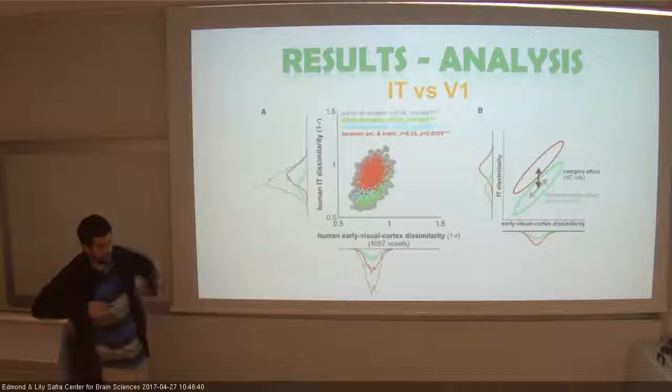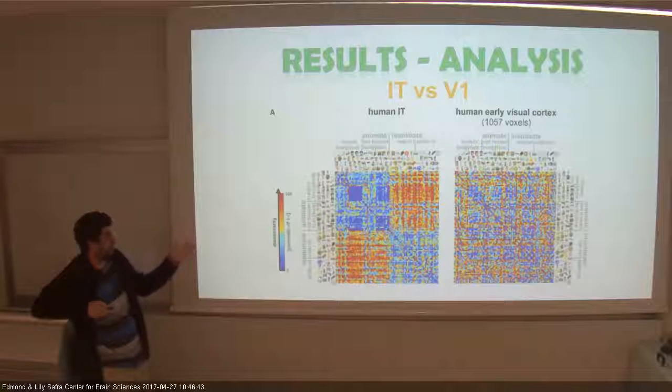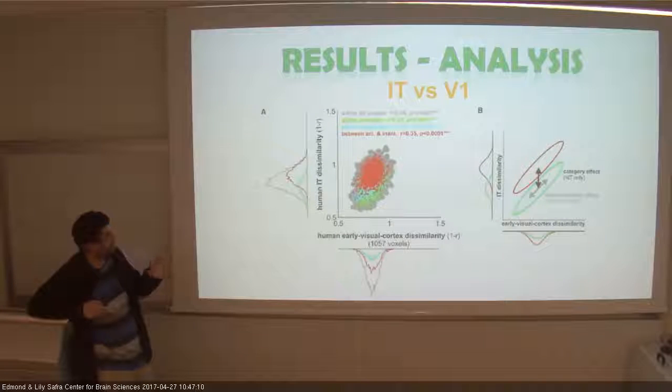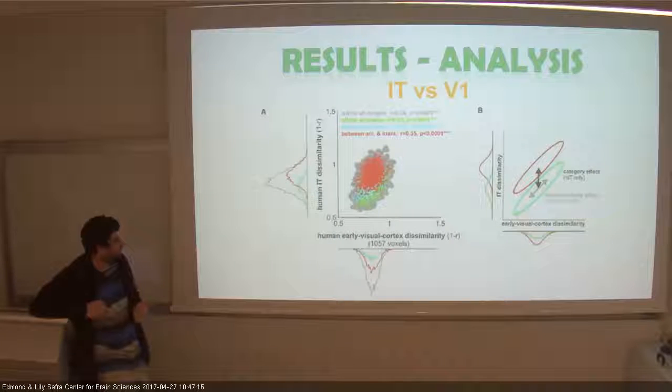So, just to see what we just witnessed here, IT versus V1, in graph form. What they did here is take the same graph as before, but do it with correlation. We have on the x-axis the dissimilarity in the V1, and on the y-axis the dissimilarity in the IT. The green points are all the pairs of animates with animates. The teal are inanimates with inanimates, and the red ones are the pairs that are cross animate and inanimate.